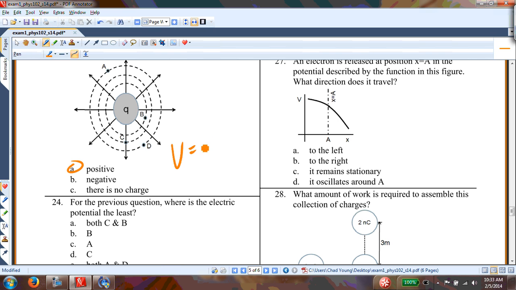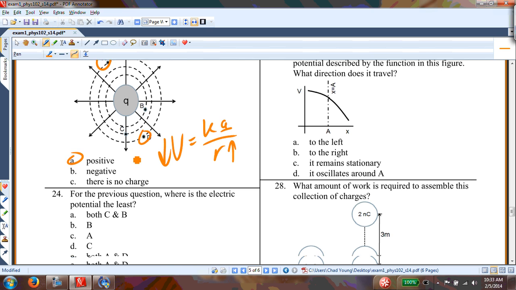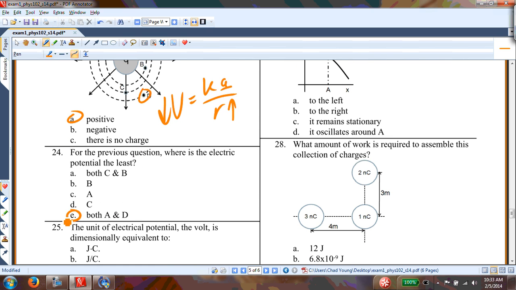Remember, V is kQ over r. The further I move away from a positive charge, as r goes up, V goes down. Okay, so here A is furthest away, but also D. A and D are on equal potential lines, and so they have the smallest, so E is the right answer.